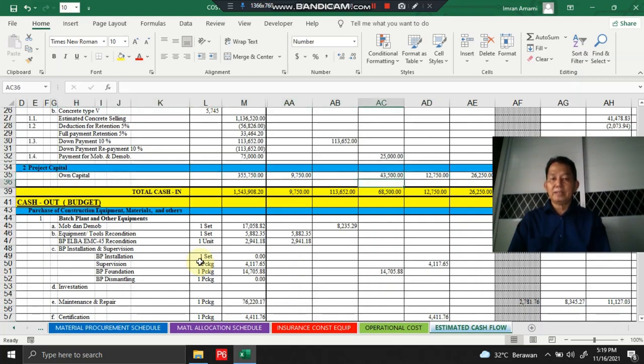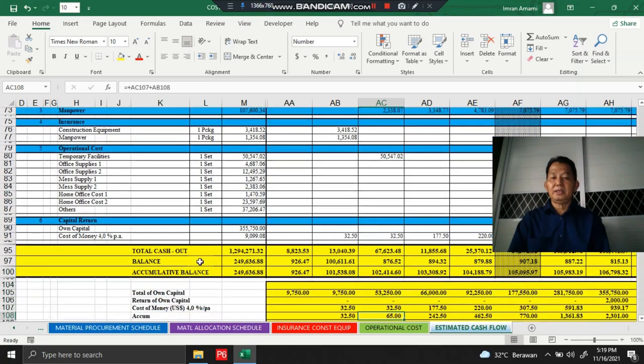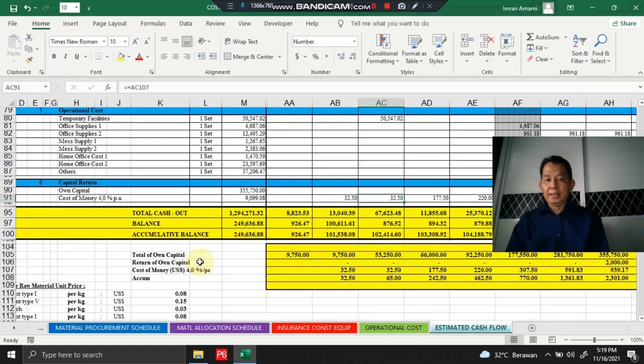We make a schedule for the payment of cost of money from own capital or company capital. We make a schedule for the cost allocation for the refund of cost of money, for payment of cost of money. This is based on the excess balance of its monthly excess that we found in each cost allocation.